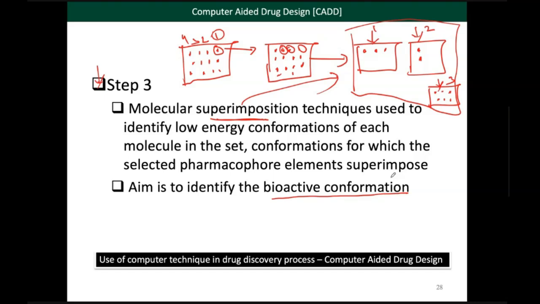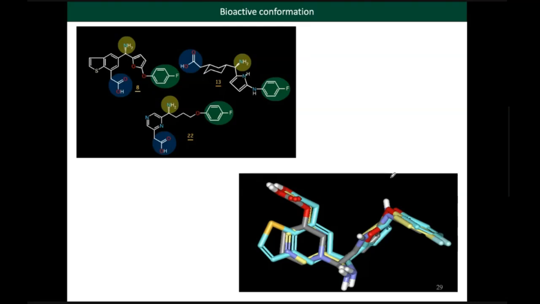Since we do not know the 3D structure of the drug target, we rely on computational methods for finding the bioactive conformation, which is identified through molecular superimposition, right? So let me give one example. You will clearly understand what molecular superimposition is and how we do that.